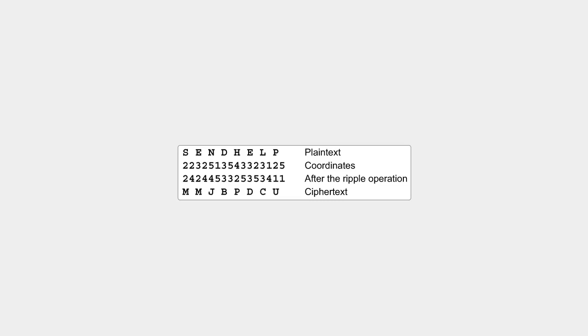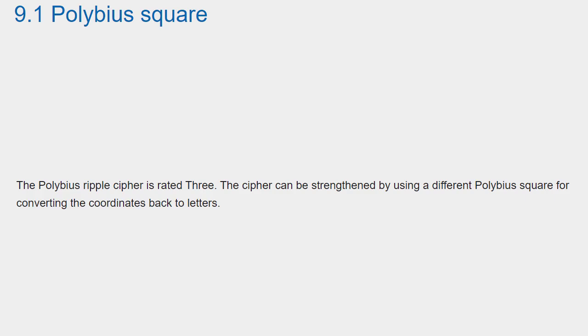Begin by replacing each letter of the message by its coordinates, simply written out in one line. Starting with the second number in this list, add the previous number to the current number. If the sum is more than 5, subtract 5 to keep the numbers in the range 1 to 5. Then turn these numbers back into letters using the Polybius square again. The Polybius ripple cipher is rated 3.